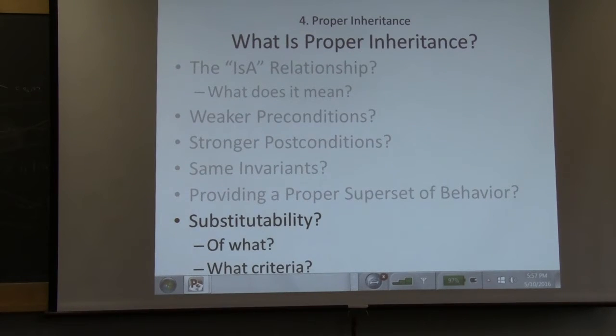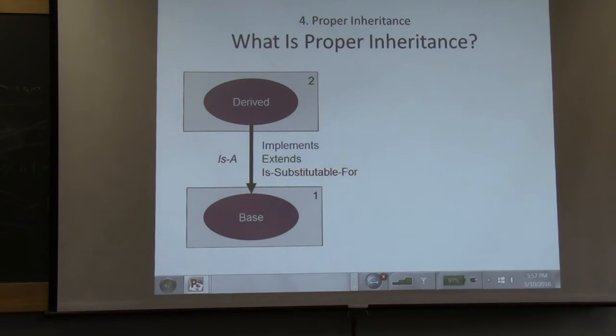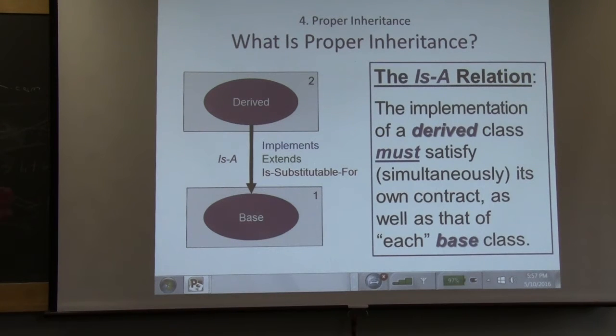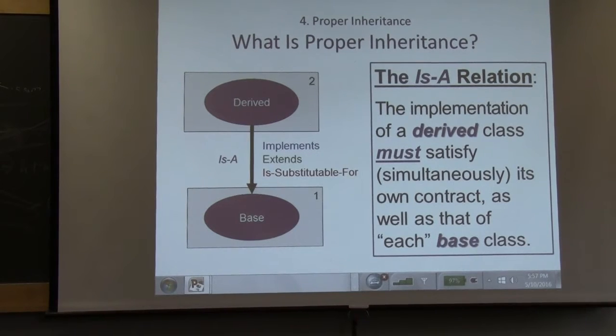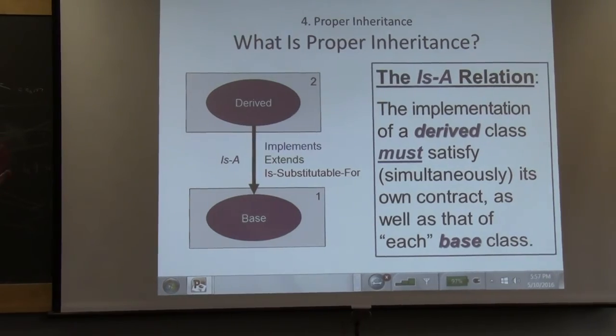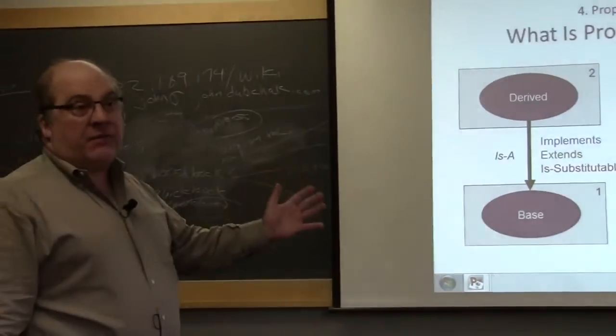This is an interesting thing to think about. So we have this over here, and I'm going to throw this out. The "is a" relation, and by the way, even this is not the final word on the subject. The implementation of a derived class must satisfy simultaneously its own contract as well as that of each base class. If this isn't true, something is off. Let's just say that.